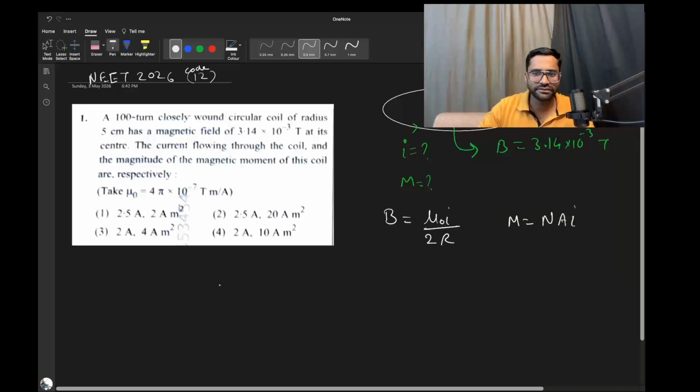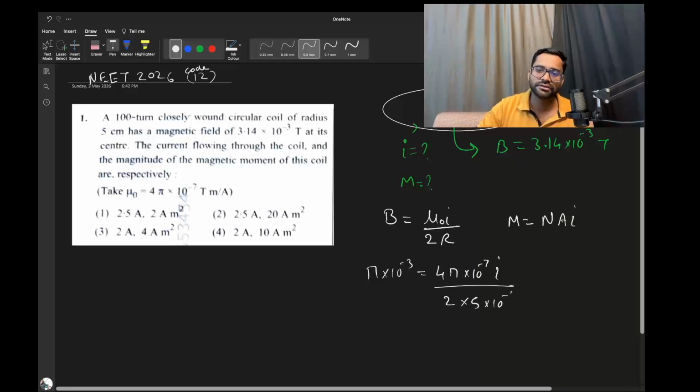Okay, let's put the values. You can write 3.14 as pi. So pi into 10 raised to minus 3 equals mu naught, which is 4 pi into 10 raised to minus 7, I upon 2. Radius is 5 into 10 raised to minus 2. Pi and pi get cancelled. 2 into 2 is 4, 10 raised to minus 2 becomes plus 2. So minus 7 plus 2 is minus 5. So this becomes 10 raised to minus 5.